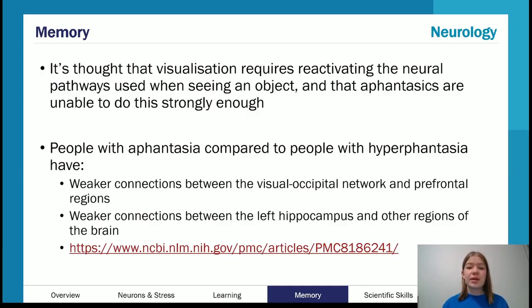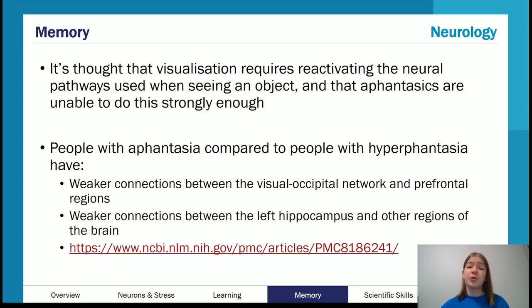When we're thinking about why this might happen, which is a question a lot of people are interested in, it's thought that visualization requires reactivating the neural pathways that you used when seeing an object, and that maybe people with aphantasia aren't able to do this very strongly. So they did a study where they compared people with aphantasia, who have no ability to visualize, to people who have hyperphantasia. So they have a really strong, vivid ability to create these lifelike visualizations.